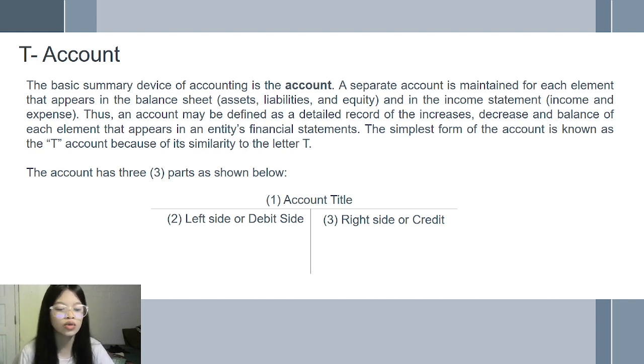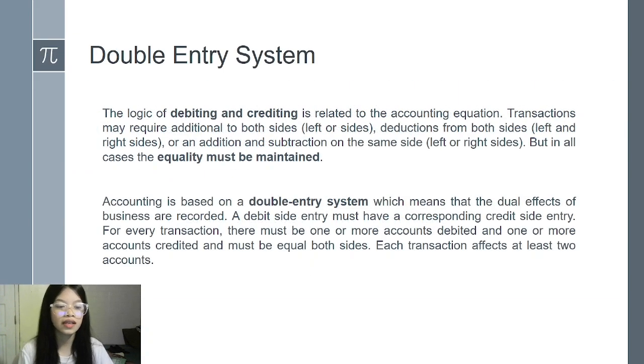So, ano nga ba itong double entry system? The logic of debiting and crediting is related to the accounting equation. A transaction may require additions to both sides, left and right, deductions from both sides, or an addition and subtraction on the same side, left or right, but in all cases, the equality must be maintained. Accounting is based on a double entry system, which means that the dual effects of business are recorded. A debit side entry must have a corresponding credit side entry. For every transaction, there must be one or more accounts debited and one or more accounts credited, and must be equal on both sides. So, each transaction affects at least 2 accounts.